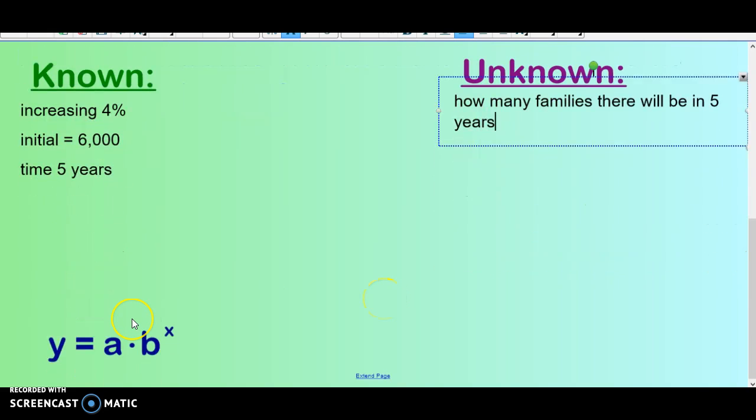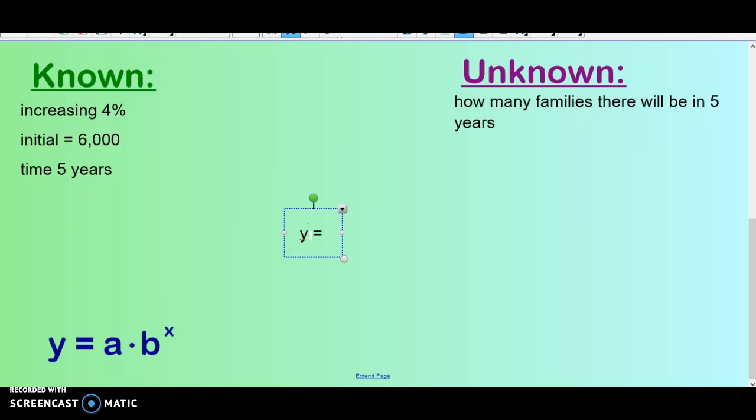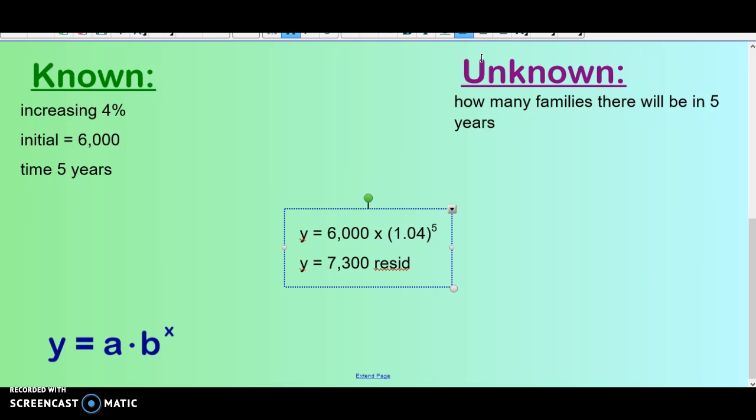So I'm going to use that same equation, y equals a times b to the x power. Now, y is going to represent our answer, or how many residents there will be in 5 years. My initial, which is representing my a value, is going to be 6,000 times the amount it's changing by. It's increasing at 4%, so remember, I have to make it 1.04 to represent that change. And then it's changing over 5 years. So that's going to be my exponent. So when I solve that, I'm going to get that y equals 7,300 residents.